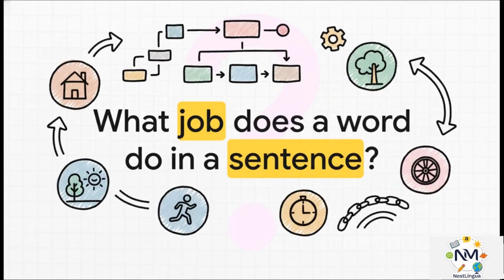Okay, so let's kick things off with a pretty simple question. What job does a word actually do in a sentence? Think about it this way. In any town or city, right, you've got people with different jobs. Doctors, teachers, construction workers. Well, sentences are kind of the same. Every single word has a specific role to play. Some words are the namers, some are the action words, and others are there just to connect everything together.